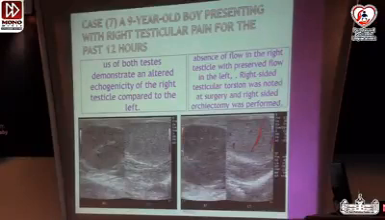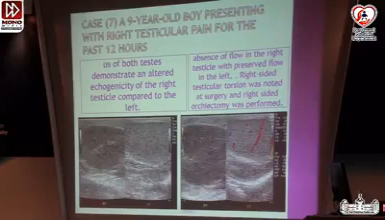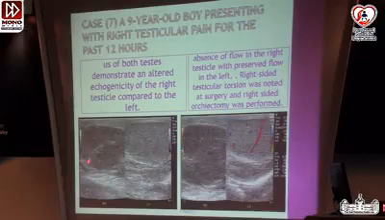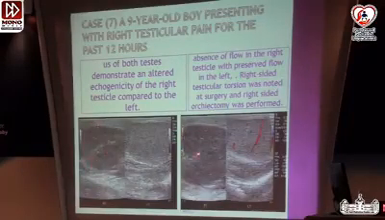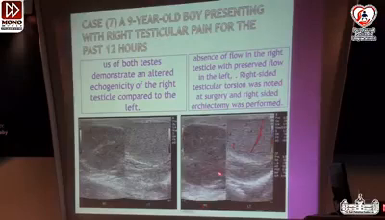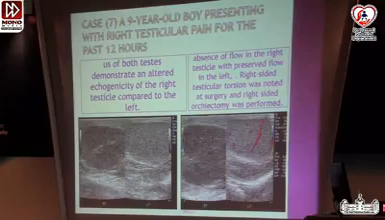Our 7th case here is a 9-year-old boy presented with right testicular pain for the past 12 hours. Ultrasound of the testes here demonstrates an altered echogenicity. Compare the right to the left. This is the normal echogenicity. This appears a little bit hypoechoic. Doing color Doppler study at the left testis, you can see normal vascularity with absent vascularity at the right. This was a case of testicular torsion, ischemia, and orchiectomy was done on the right side.